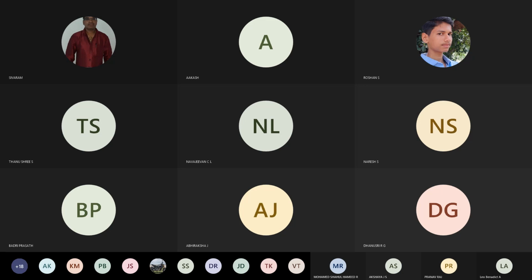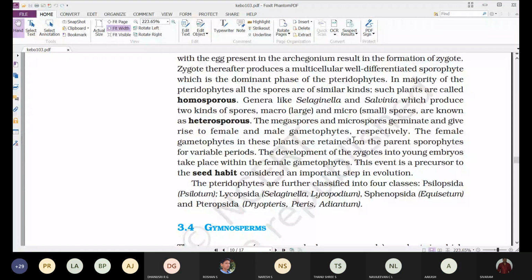Genera like Selaginella and Salvinia produce two kinds of spores, macro and micro, that is large and small spores. Macrospores are larger in size, and microspores are smaller in size. Such organisms produce two types of spores, macrospores and microspores, and we call them heterosporous. They are differentiated in their structure and their formation. The megaspores are macrospores.